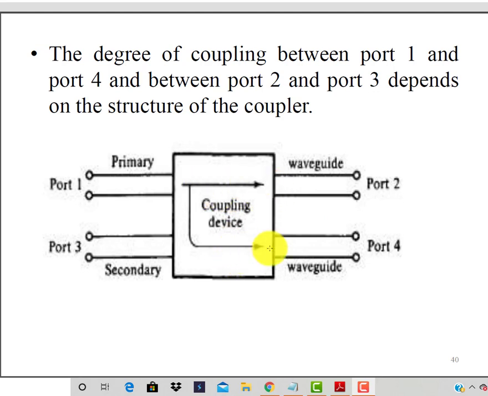Here the arrow mark is indicating the power flow direction from port 1. So the incident power at port 1 is coupling in between 2 and 4, and there is no power coming from port 3. So mainly the operating ports are ports 1, 2 and 4. Port 3 acts as an isolated port. So the degree of coupling is provided in between the two waveguide sections based on the proper path length.